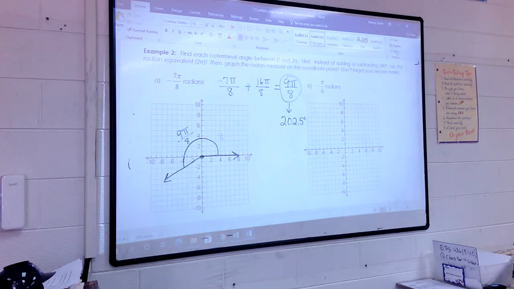What did we do to get 205? Convert it from radians to degrees. So 9/8 times 180.